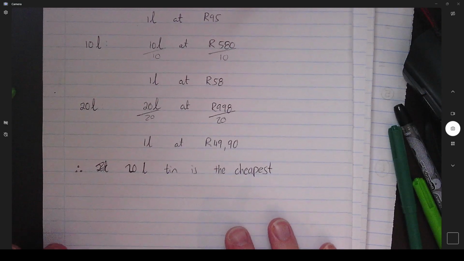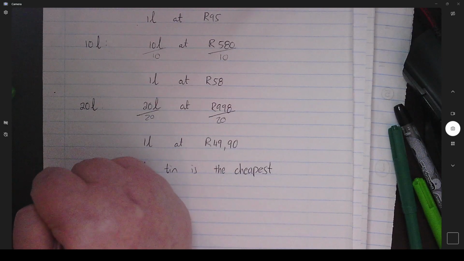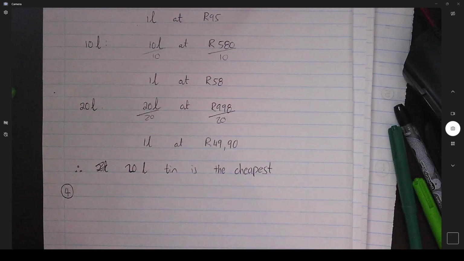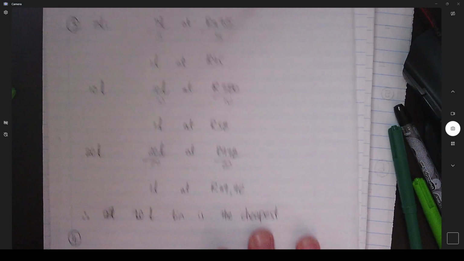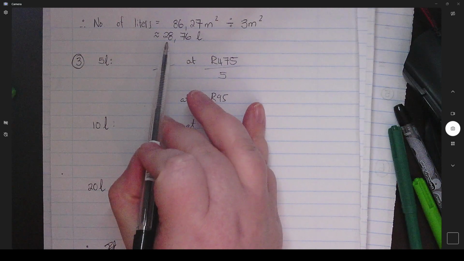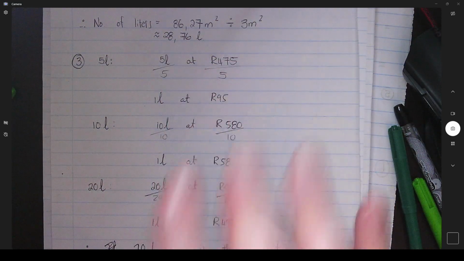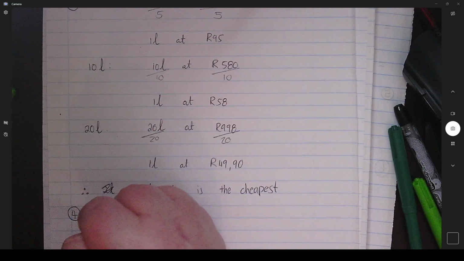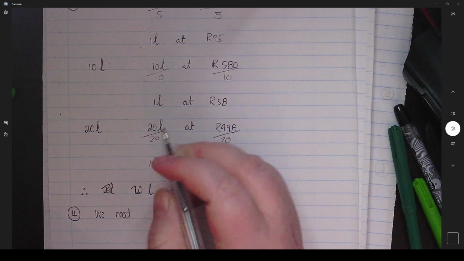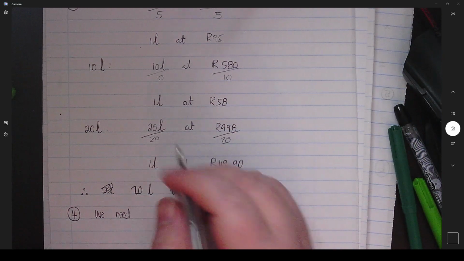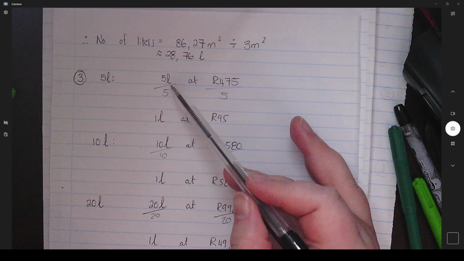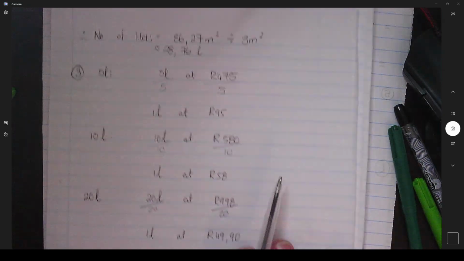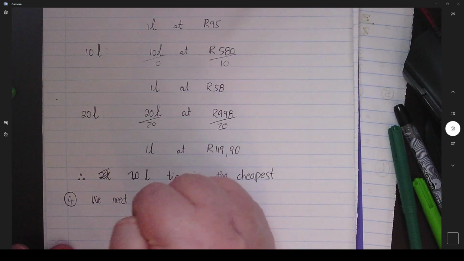They ask you to provide advice on the tin that will be the most economical. Now, obviously, we want to aim to use the 20 liter tin because it is the cheapest. However, we only need 29 liters roughly. You're going to have to round it up to the nearest round number because it only gets sold in 5 liters, 10 liters, and 20 liters. So we need 30 liters.